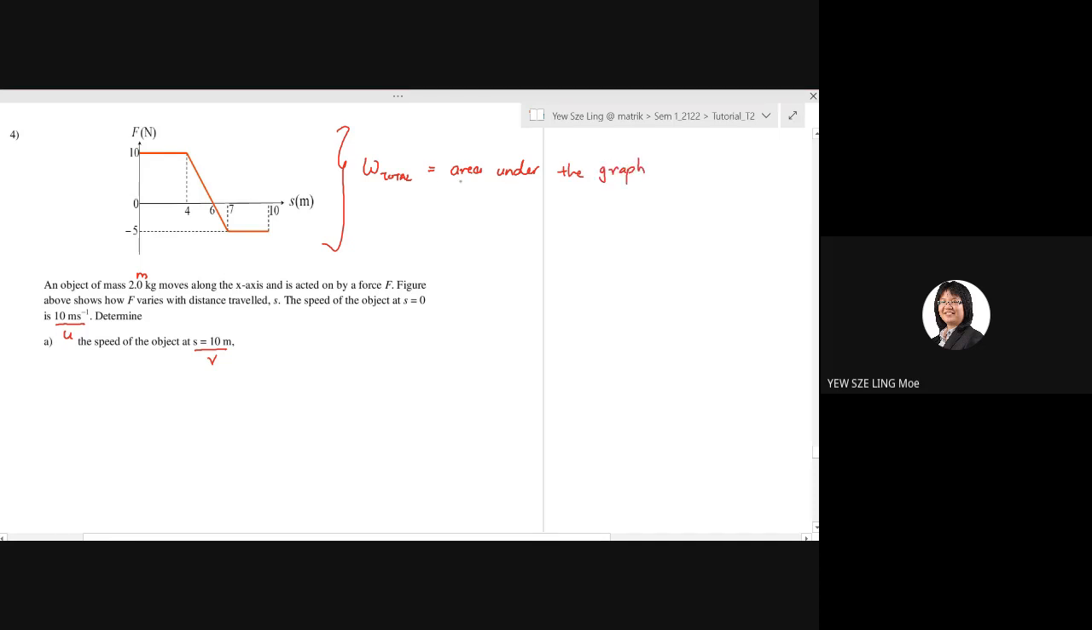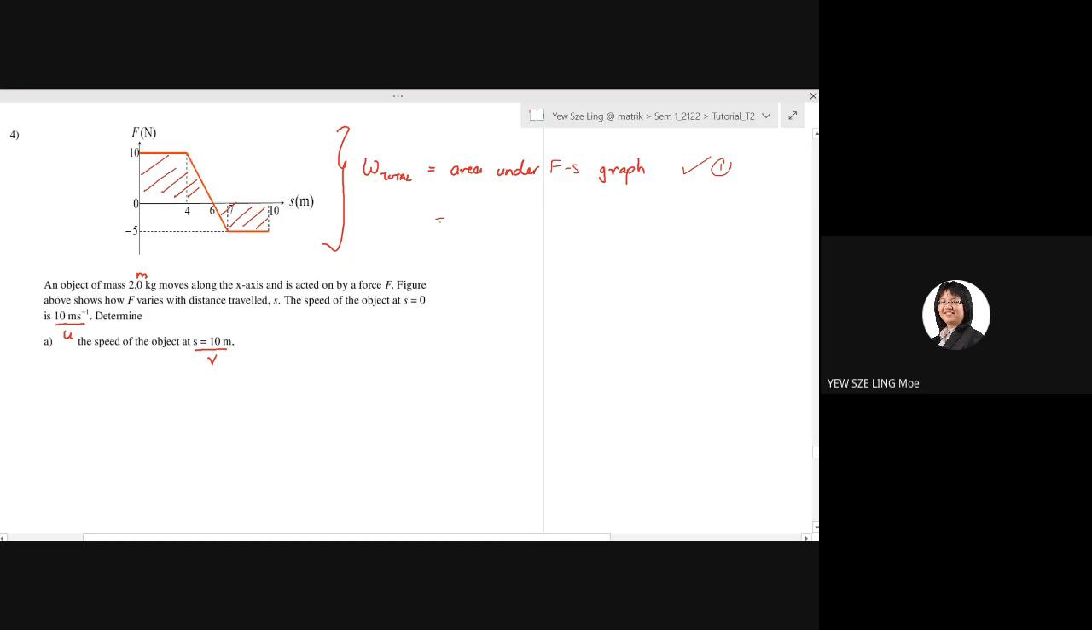Again, this is under the F-s graph. To be more precise, it should be the area under the F-s graph. You need to include this statement in your answer in an objective paper, because it's 1 mark. It represents a concept. So how are we going to calculate it? Looking at this diagram, you actually have 2 trapeziums: 1 positive work done and 1 negative work done. So this is your total work done.